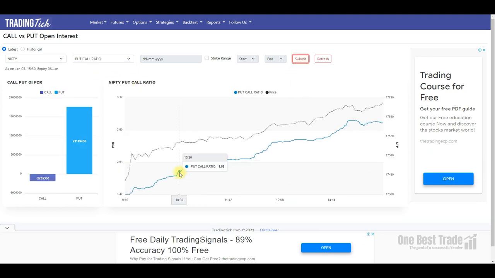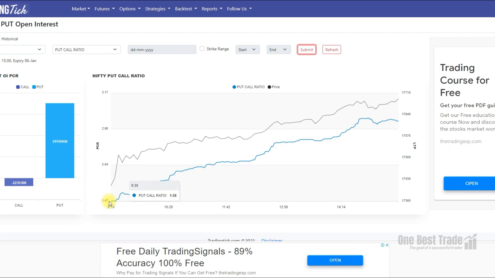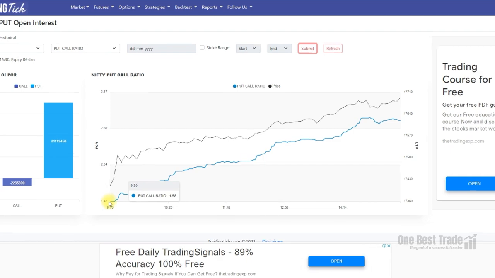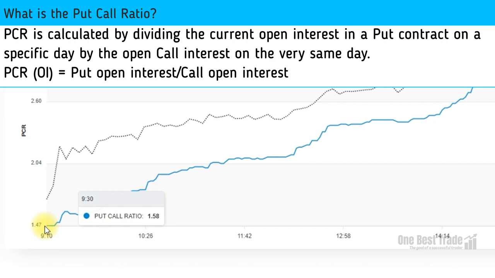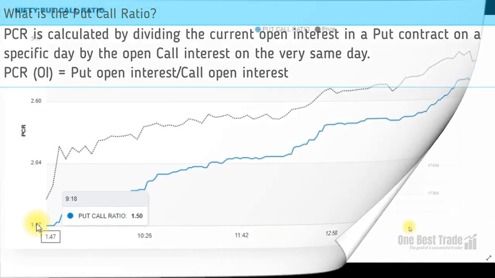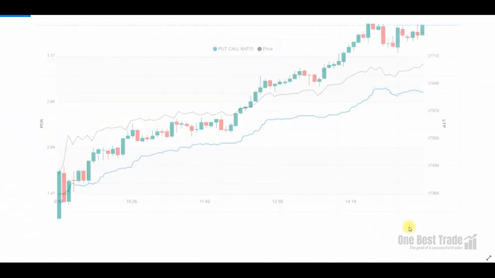Now you can see the PCR graph or PCR indicator. The y-axis represents the PCR ratio and the x-axis represents time. Also, if PCR is more than 1, it means the put writing is higher than call writing. If PCR is less than 1, it means the call writing is higher than put writing. Now let's get into our core concept.